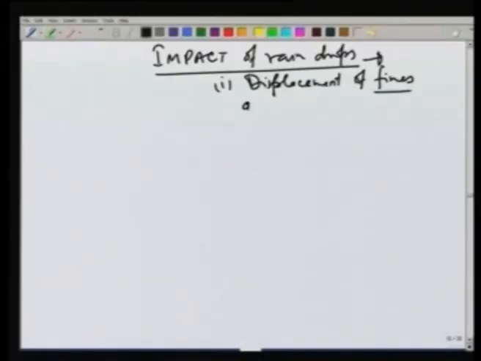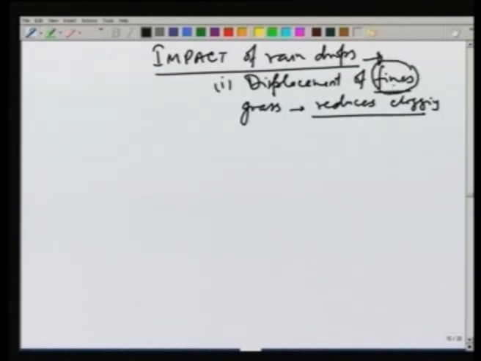If we have grass, it reduces clogging. So, if there are fine particles, they can be displaced by the impact of raindrops and they may clog the pores, but if grass is present on the surface, then it will reduce the clogging, because the impact of raindrops will not be able to displace that many fines.